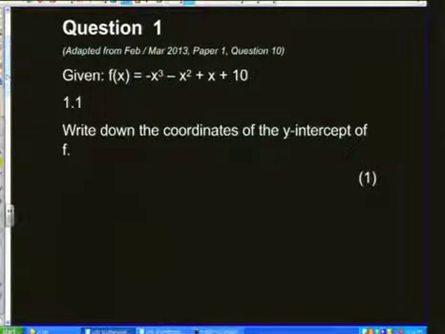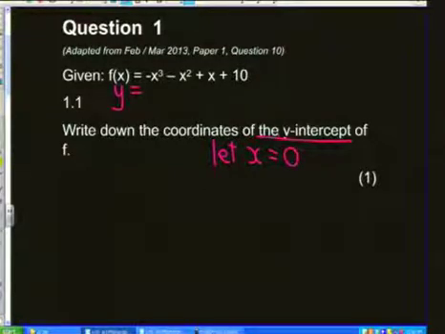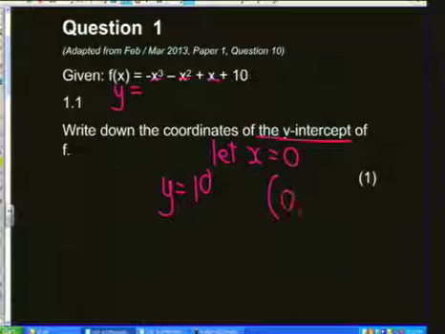So if we hear the word y-intercept, it does help if one gets the pen to work. We know that we're going to let x equal 0. Now if x is 0, it's very easy, because remember, f of x is the same as saying y equals. So we know that y equals, and if x is 0, this would be 0, this would be 0, this would be 0. So all we're going to get is 10. And so we have a coordinate 0, 10.